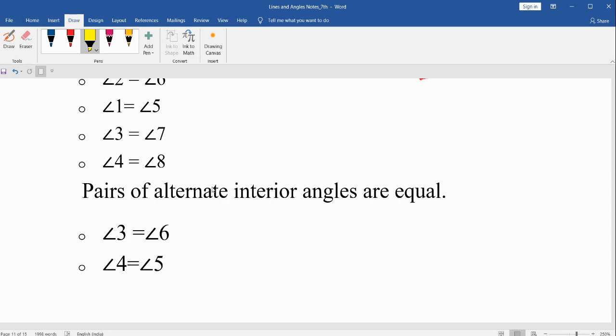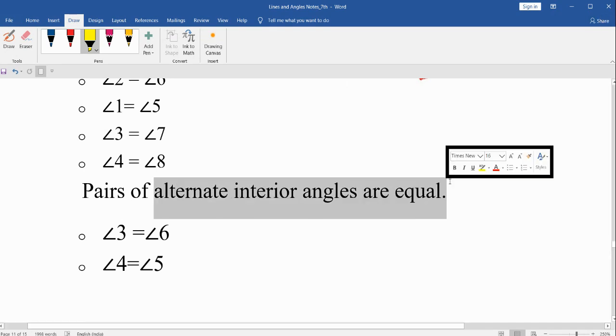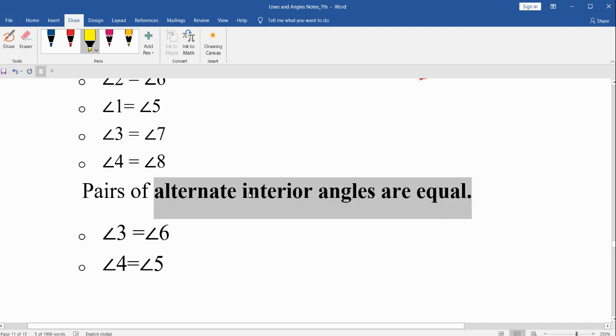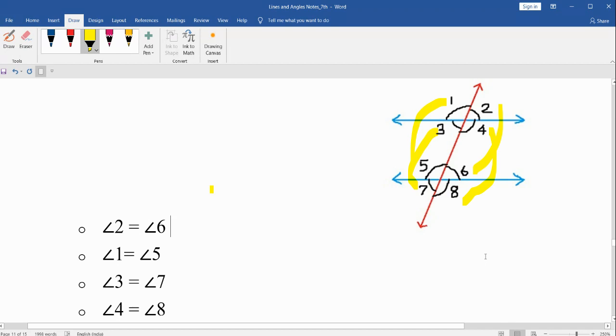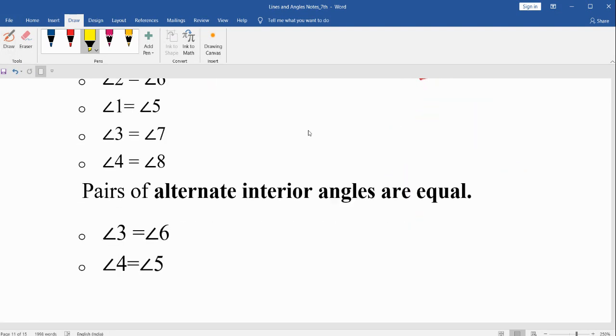So alternate interior angles are also equal, right? So 3, 6, 4, 5 are alternate interior angles. So 3, 6, as I said, you do x1, okay? 3, 6, 4, 5. They are alternate interior angles and they are always equal, okay?